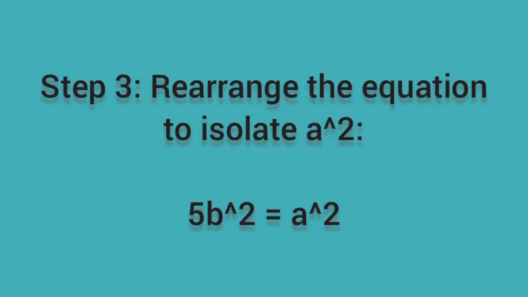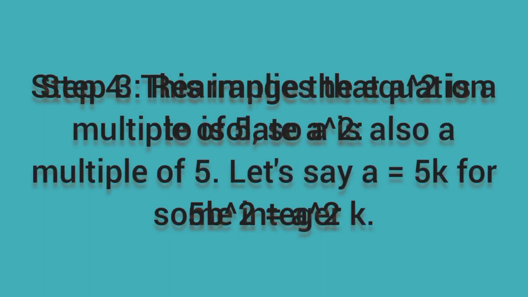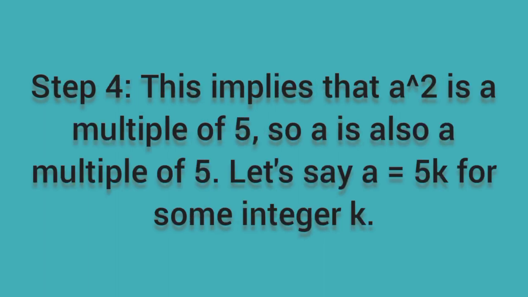Step 3. Rearrange the equation to isolate a square. That is 5b square equal to a square. Step 4. This implies that a square is a multiple of 5. So, a is also a multiple of 5. Let's say a equal to 5k for some integer k.